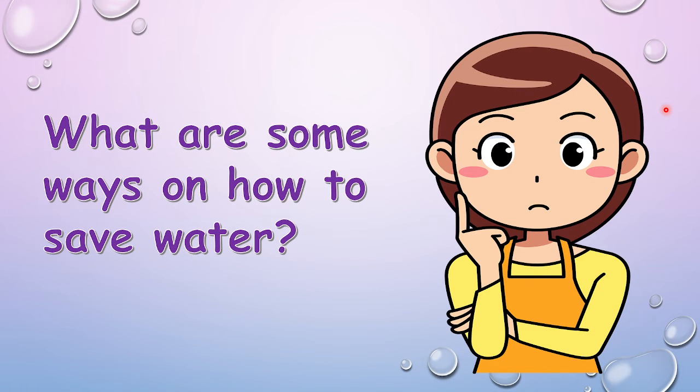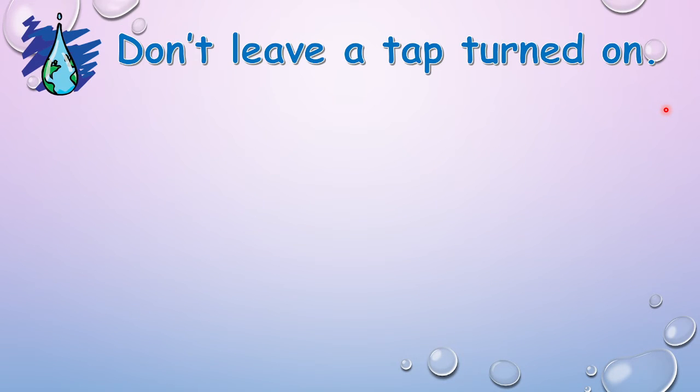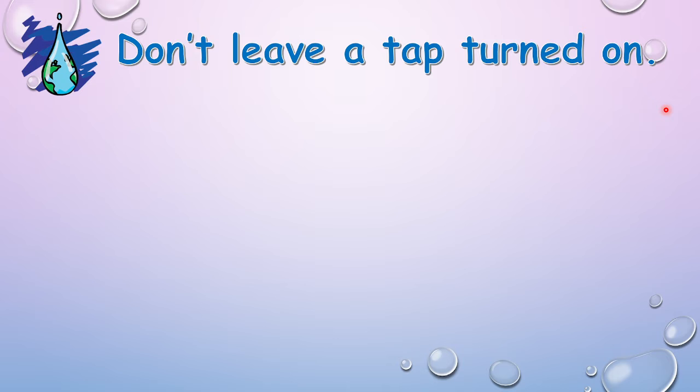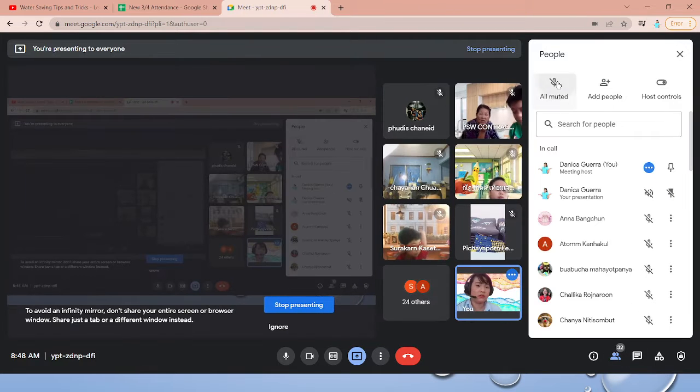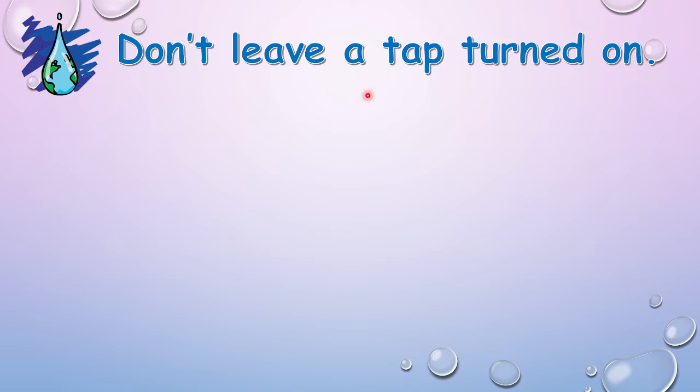All right, now let's talk about them. The first one is keeping the water clean. Okay, how do we keep the water clean? Oh no, this one is reducing water. How do we reduce water use? The first one is don't leave a tap turned on. When you say tap, that is the faucet, right? The faucet. Don't leave a tap turned on.